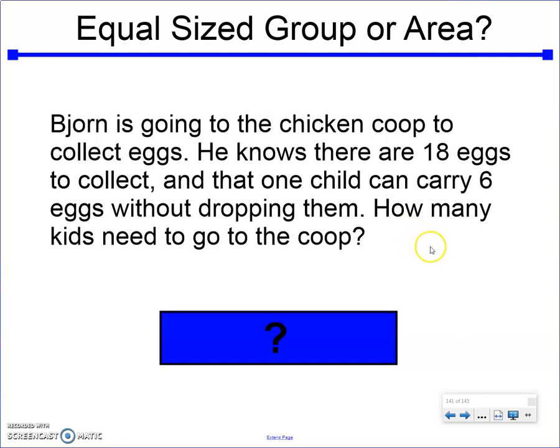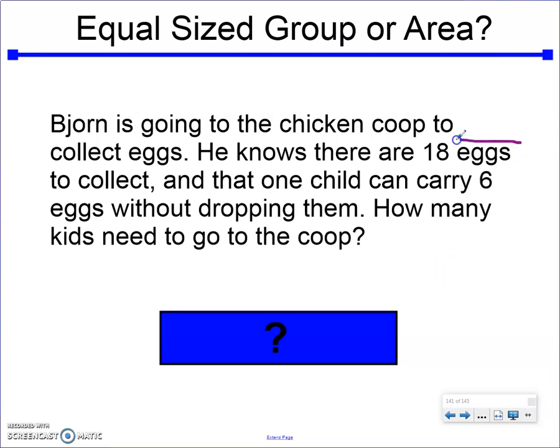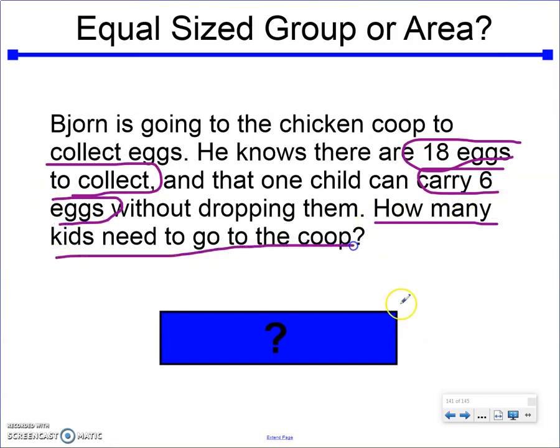Bjorn is going to the chicken coop to collect eggs. He knows that there are 18 eggs to collect and that one child can carry 6 eggs without dropping them. How many kids need to go to the coop? Well, I can see in this fun problem that one piece of information is that there are 18 eggs that need to be collected, and I can see that one kid can carry 6 eggs without dropping them. And I'm trying to figure out how many kids need to go to the coop.